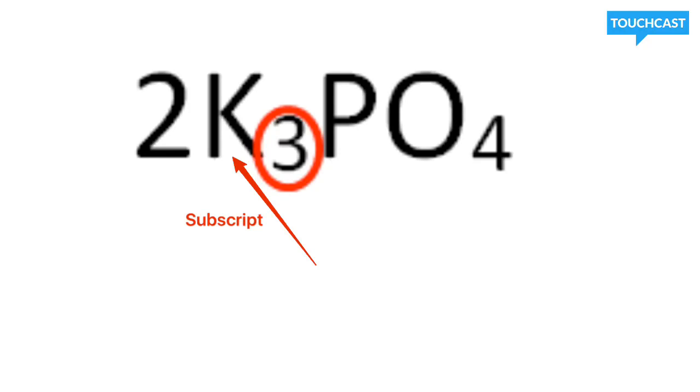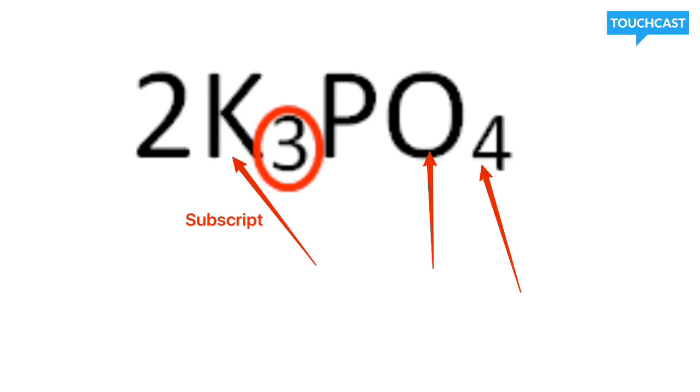This 4 means that there are going to be 4 oxygens in that molecule. If there's no number, then that basically means that there's only one of them. And the reason why scientists did that is it's a lot easier to write no number than having to put a 1 every time there's only one element there.